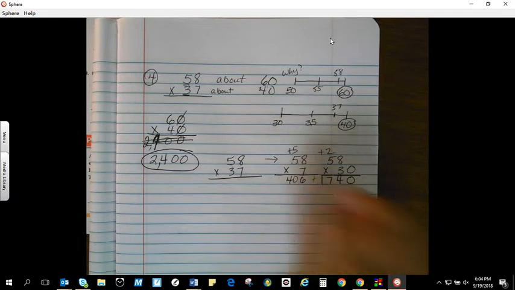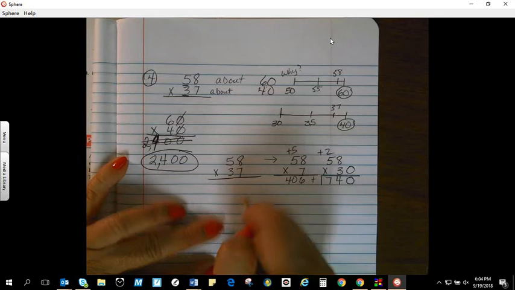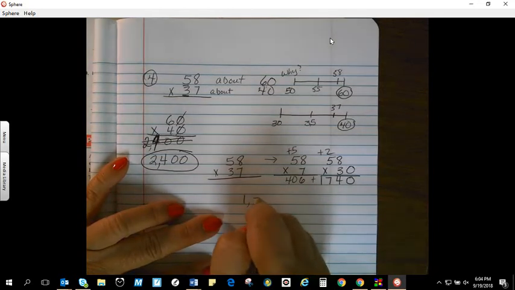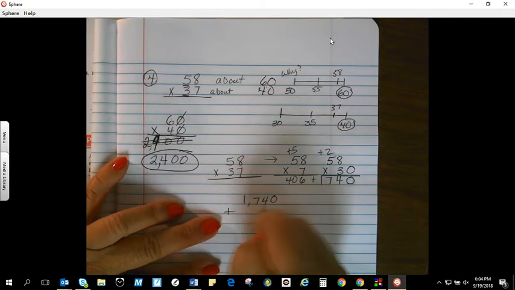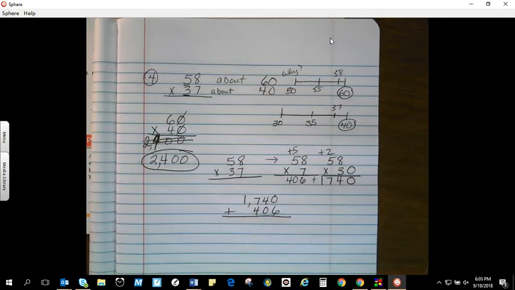Now I can add those two partial answers together to get a complete answer. So I have 1,740 plus 406. You notice that I'm lining up all my digits, right? So if you're not lining up your digits, please, right now, pause me, rewrite your work, lining up everything. And this is going to help you see the bigger picture.